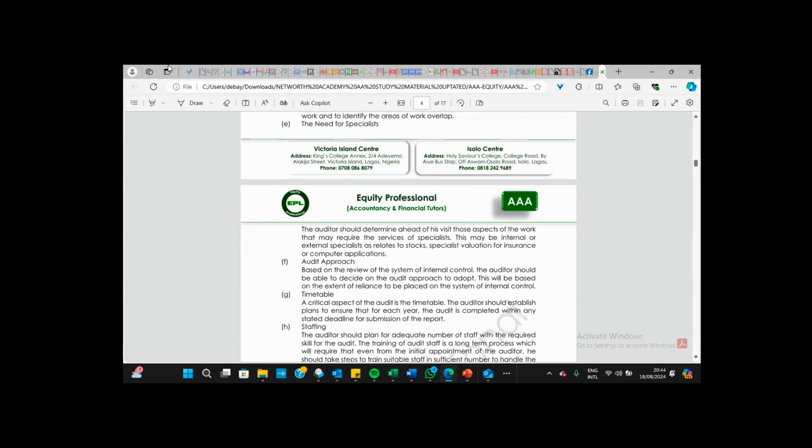That is why the big four audit firms have their experts in-house, while the small and medium audit firms source for their experts. So when they are going for any audit, they have to ensure that they get those experts ready so that they go along with them.